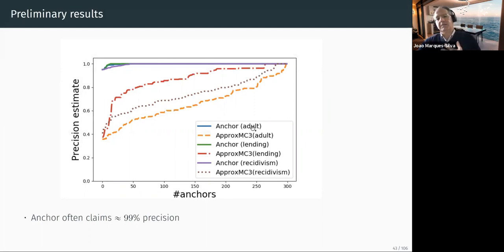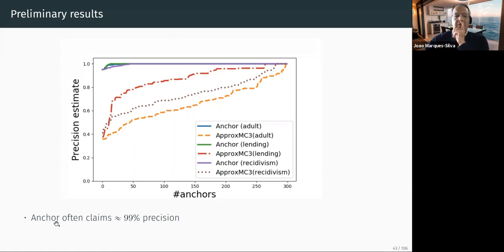This is what Anchor believes are the precision of its predictions. And this is what we measured. So for example, we have examples where the percentage of times it's correct is less than 40%. Okay, and in most cases, it's really low. So we tried 300 examples. Clearly, here we still are with most of them below 80%.